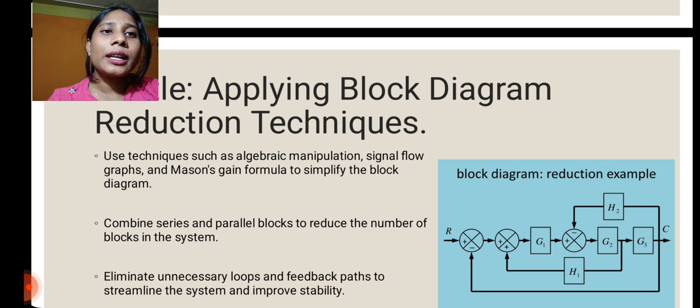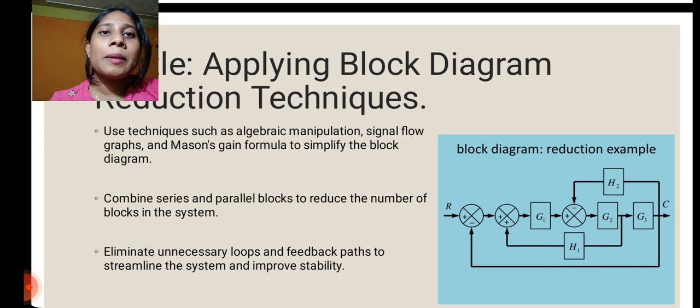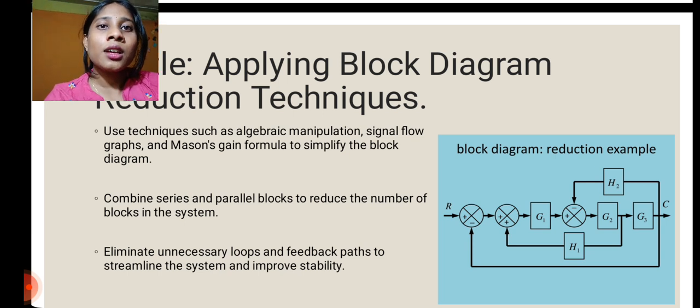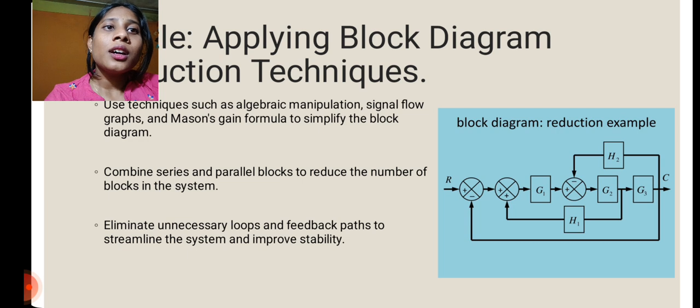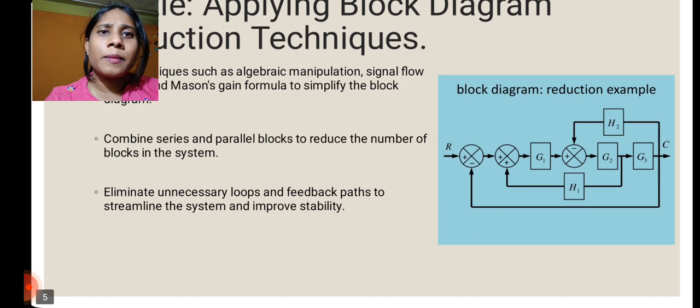Application of block diagram reduction techniques. There are some applications of block diagram reduction techniques, using methods such as algebraic manipulation, signal flow graph, and Mason's gain formula to simplify the block diagram. Combining serial and parallel blocks to reduce the number of blocks in the system. It combines both serial and parallel blocks to reduce the number of blocks in a system.